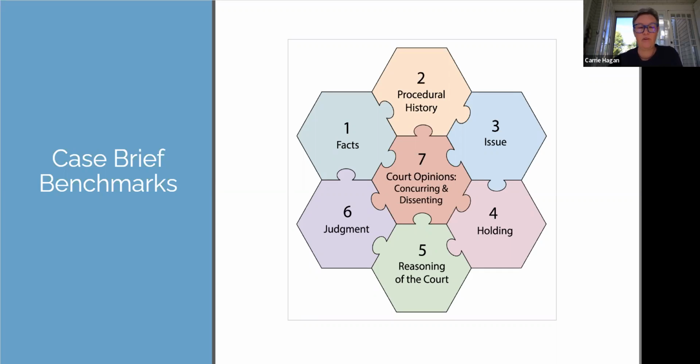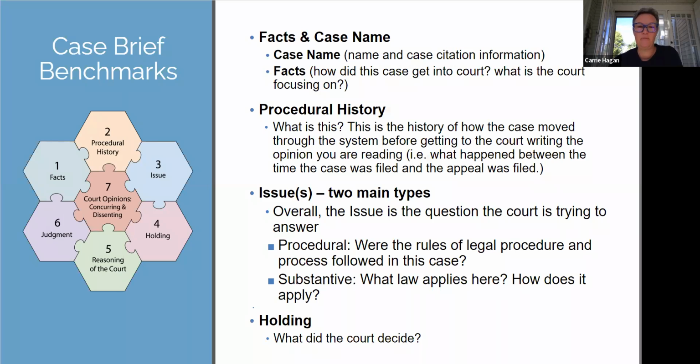And again, for each one, they all have different pieces of information in the case that they emphasize or that they represent. And so the first one is our facts. And for facts, remember that facts are the story of how that case got into court. It really gives you the background of why the parties ended up suing each other and what the main problem was between them. And so that really is all that facts represent. They read like stories because they are stories.